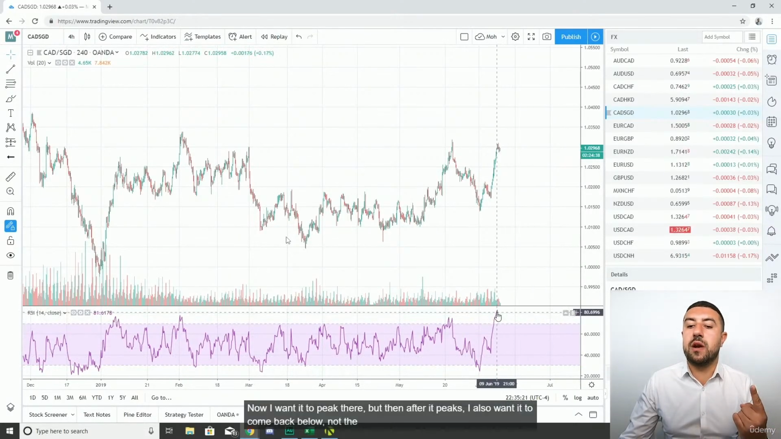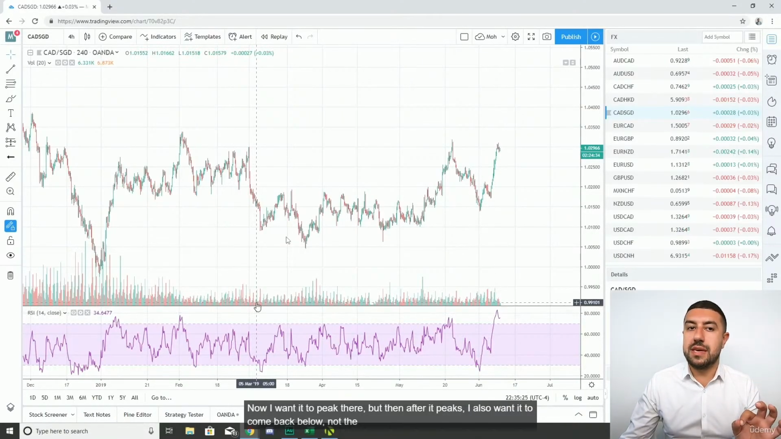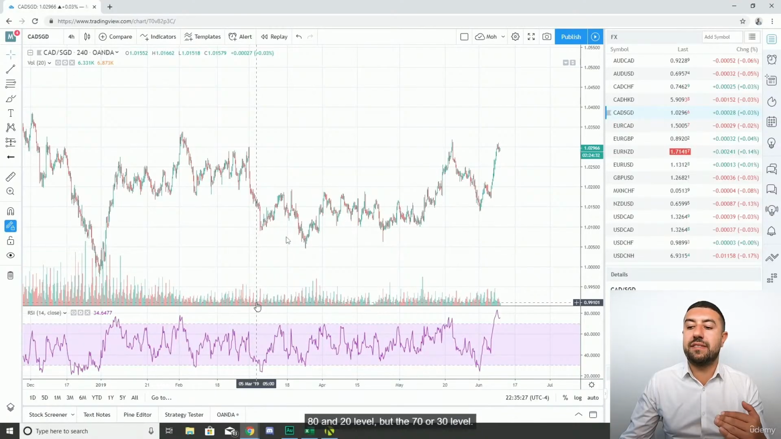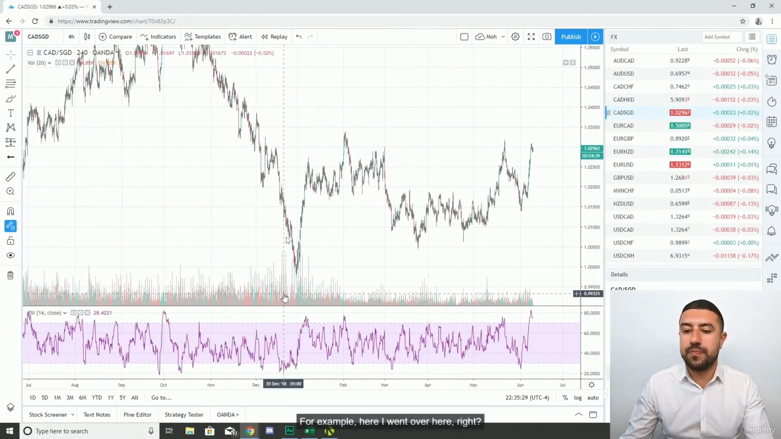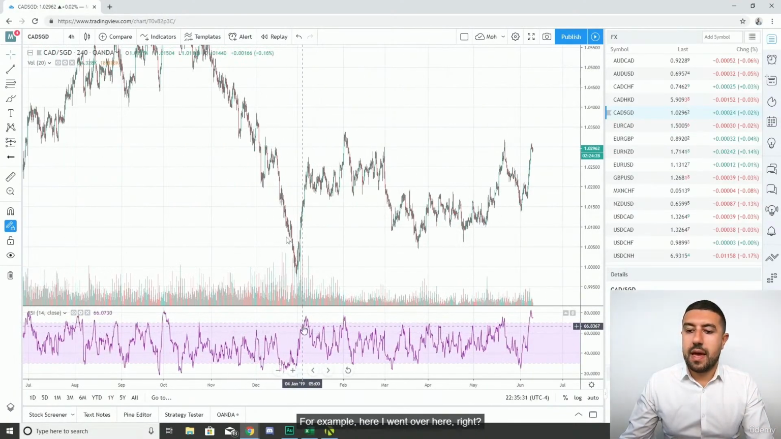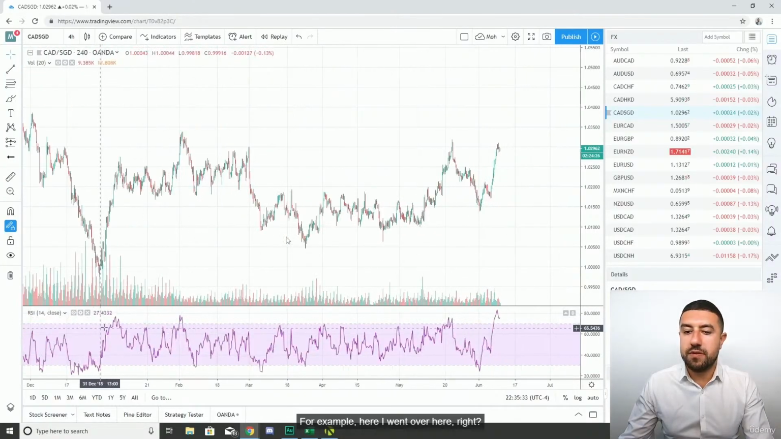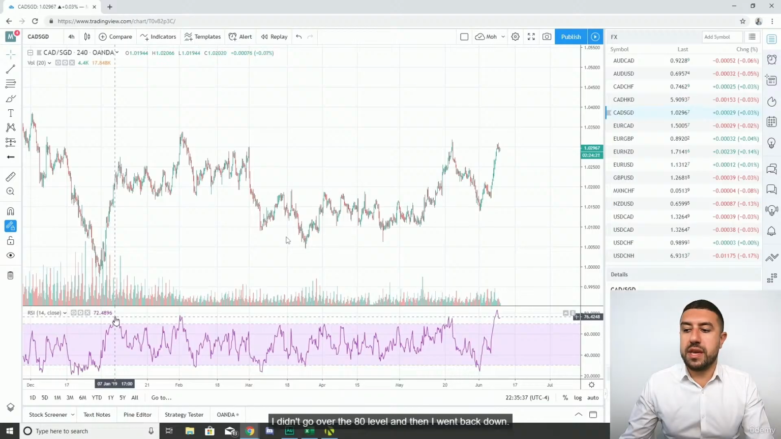Now I want it to peak there, but then after it peaks, I also want it to come back below, not the 80 and 20 level, but the 70 or 30 level. For example, here, I went over the 70 level. I didn't go over the 80 level. And then I went back down. Do I want a short?